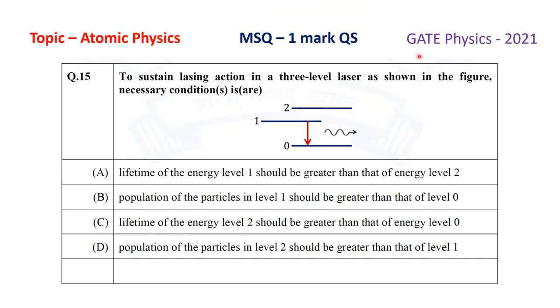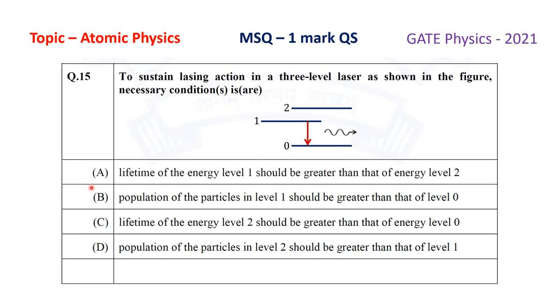This question was asked in the GATE Physics paper 2021. This is an MSQ, that is a multiple select question having 1 mark, and this question was asked from the topic atomic physics, specifically from the chapter laser. According to the question, to sustain lasing action in a 3-level laser as shown in the figure, the necessary condition or conditions is or are, there are 4 options given.